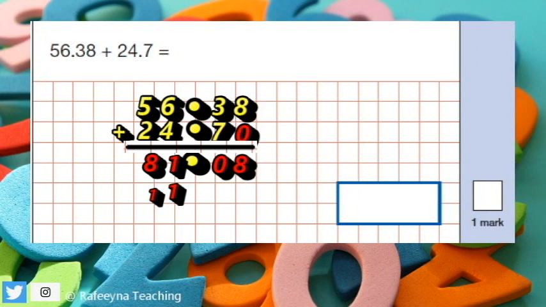8 plus 0 is 8, 3 plus 7 is 10, 6 plus 4 is 10, add back the 1 makes 11, 5 plus 2 is 7, add back the 1 equals 8. Our final answer reads 81.08.